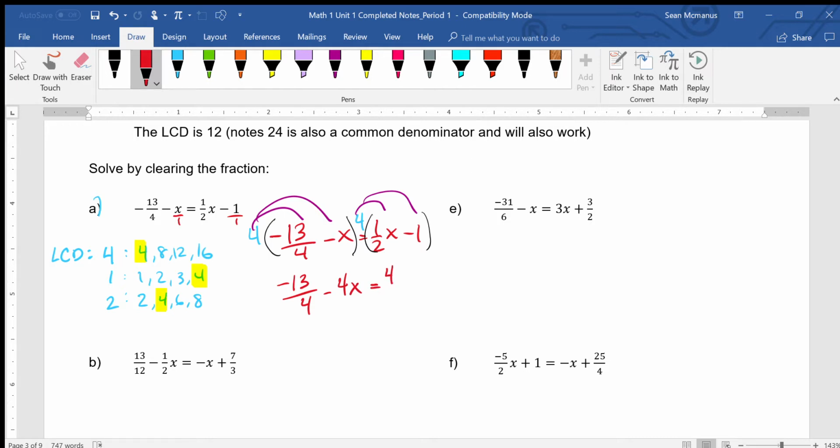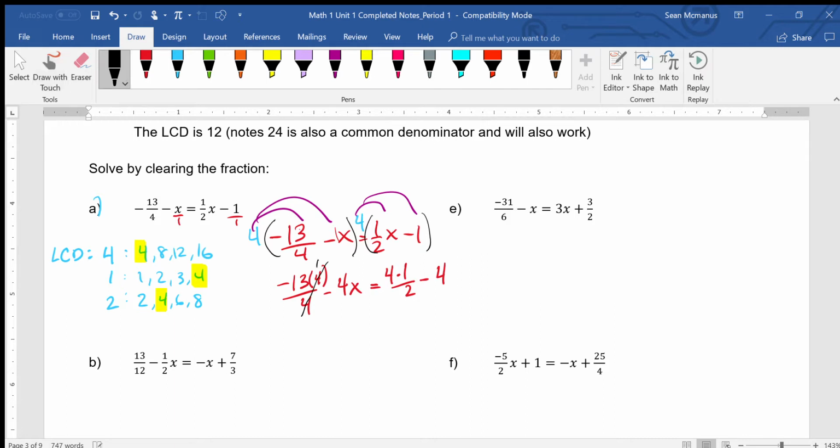Oops, I forgot the most important part. I distributed my 4, so 4 times negative 13 over 4 minus 4 times 1x is 4x equals 4 times 1 over 2 minus 4 times 1. So I distributed my 4 on both sides. And if I multiply by the lowest common denominator or any common denominator that they have, it should eliminate all the fractions. And so we practiced this with our elimination last week.